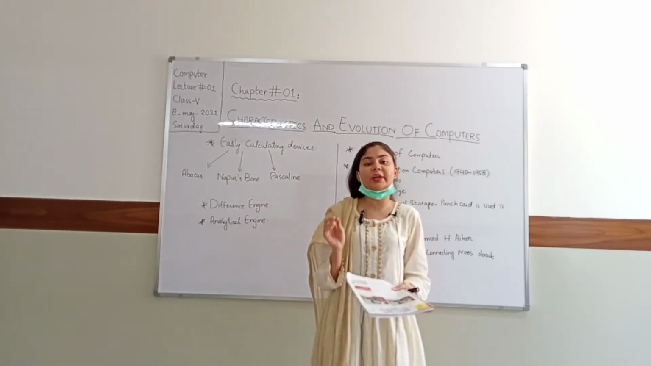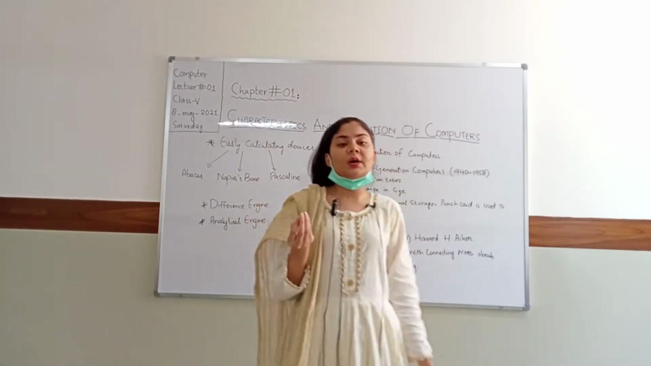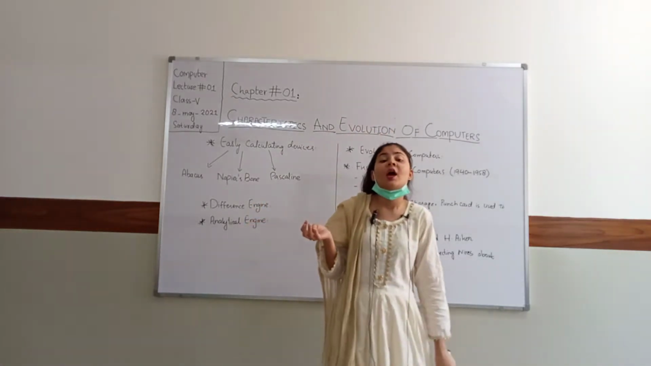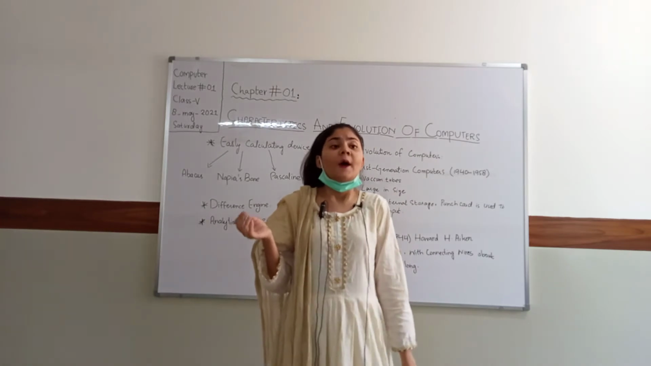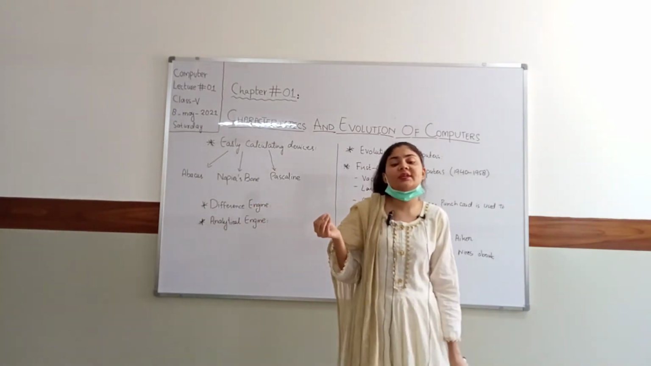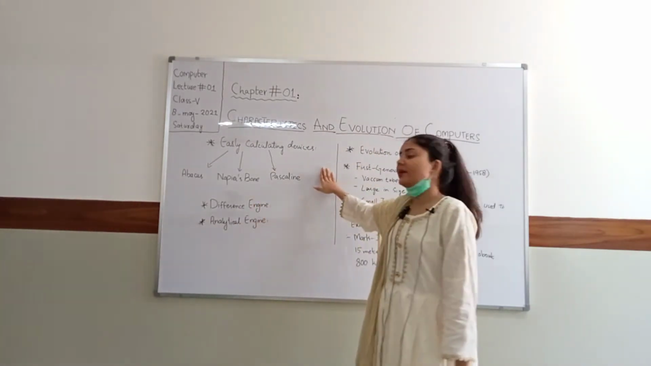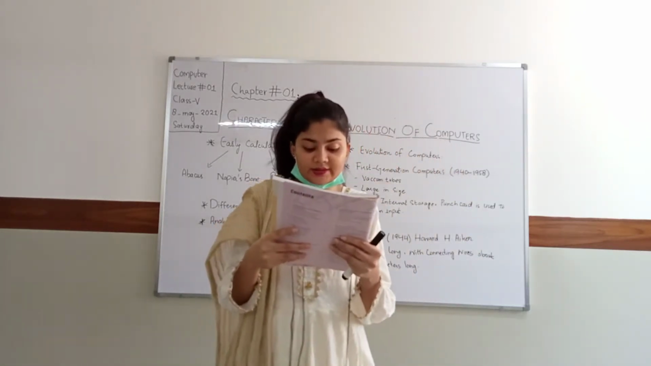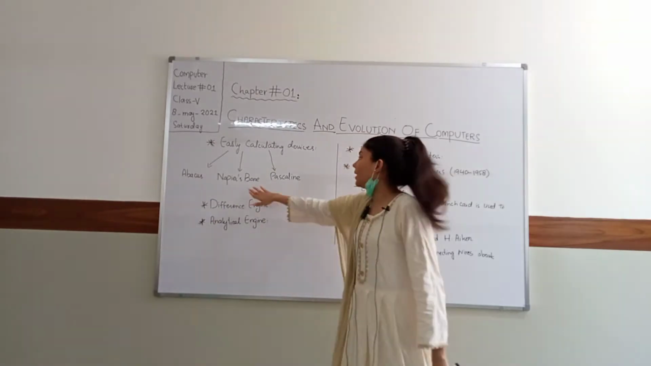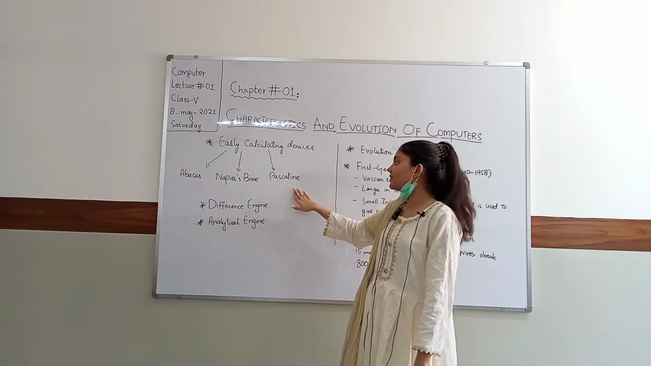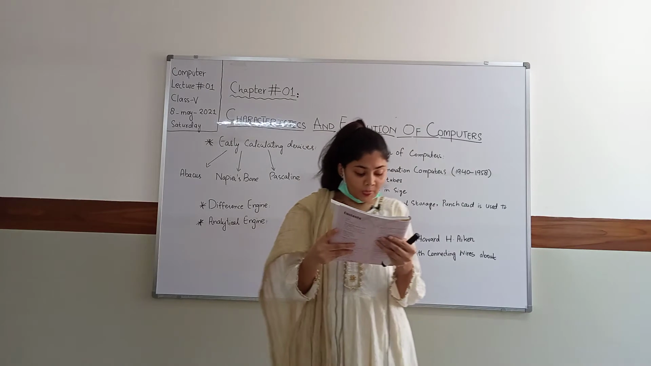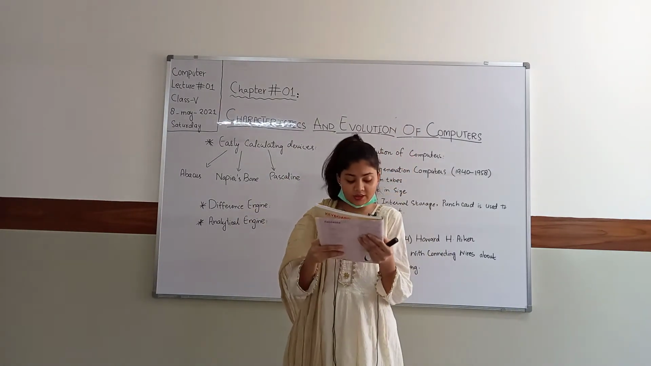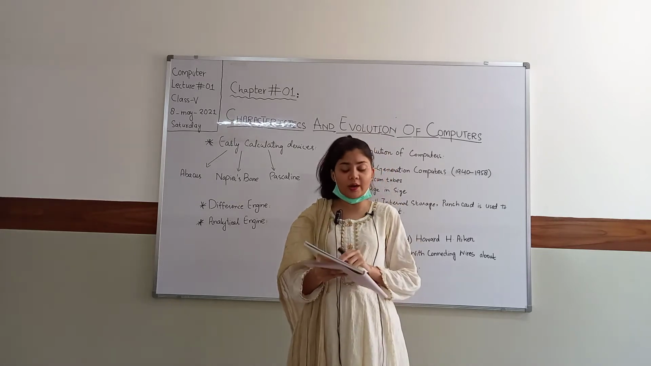We had only calculating devices to perform some mathematical operations, some arithmetic operations like addition, subtraction, multiplication and division. We used to call these devices early calculating devices. Some of the early calculating devices are as follows: abacus, Napier's Bones and Pascaline. Abacus. The abacus was probably the first calculating device. It had a wooden frame with beads sliding on wires.